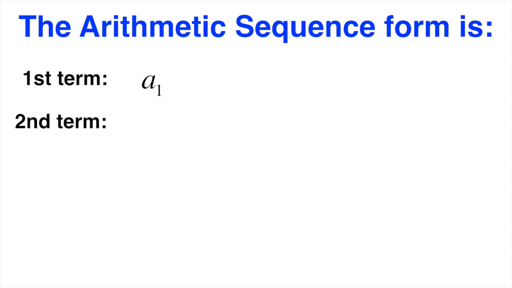In order to get the second term of the sequence, what we need to do is take A of 1 and add the difference, whatever the difference is. If A of 1 was 6 and the difference were 2, 6 plus 2 would give me 8. That would be my second term of the sequence. So all we're doing is taking the first term and adding whatever the difference was.